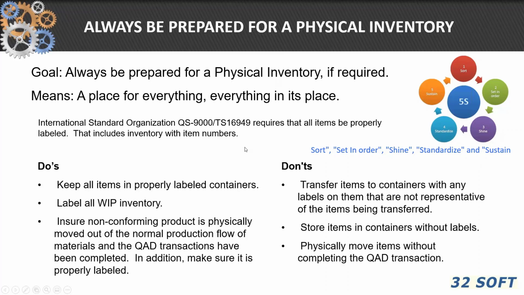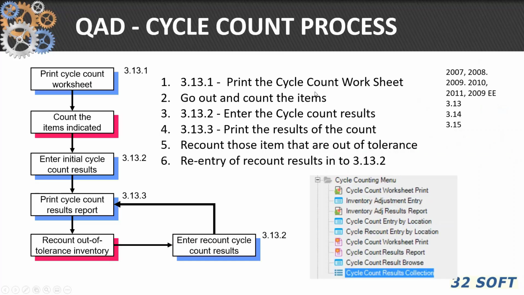Make sure that inventory is visible, that everything is labeled in inventory, that you don't transfer parts without it being recorded in QAD, that all of the items in the containers have labels. So this is basically the first rule of both physical control and cycle counting. The process, since we've only got 3 basic menu items, is first of all, you print your cycle count worksheet.